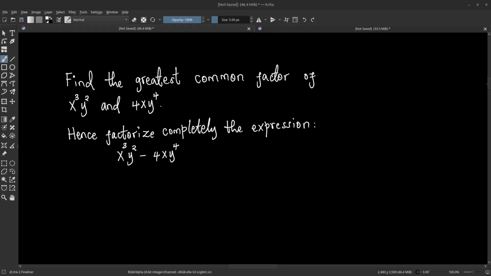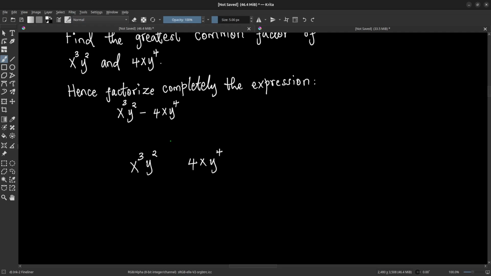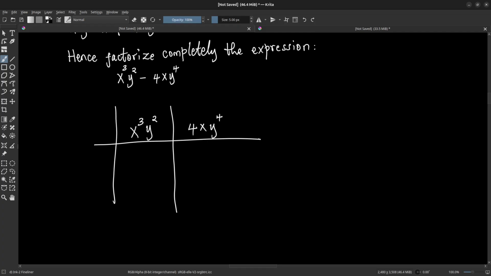So we are going to start with the first part, which is finding the greatest common factor of x cubed y squared, and then we have 4x y to the power of 4. For this one, we are going to draw a line between them and then a line at the start. Then let's start with the x's, right? Between x cubed and x, the common factor between them is going to be x.